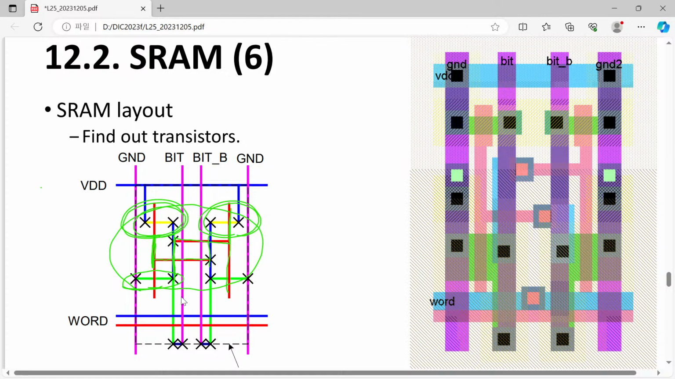And you know that we need two more access transistors. And where can you find these access transistors? This access transistor can be found here. You have two access transistors. So now this is an NMOSFET, another NMOSFET.